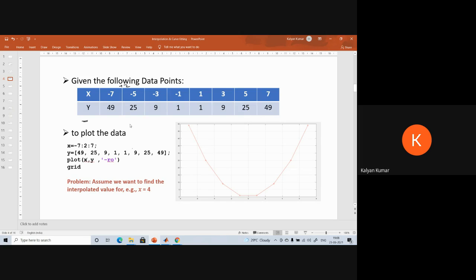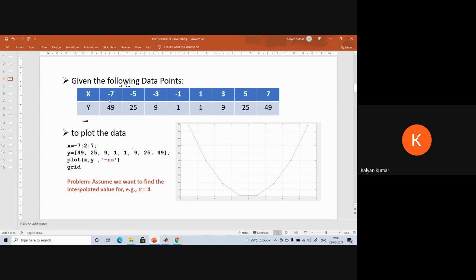Now, if you want to know the values in between these measured quantities, so between -7 and -5, or -5 and -3, or -3 and -1, like that, between any two sets of data, if you want to find the Y value corresponding to an X value, then we can use the interpolation technique. First, let's plot the X data and Y data using MATLAB.